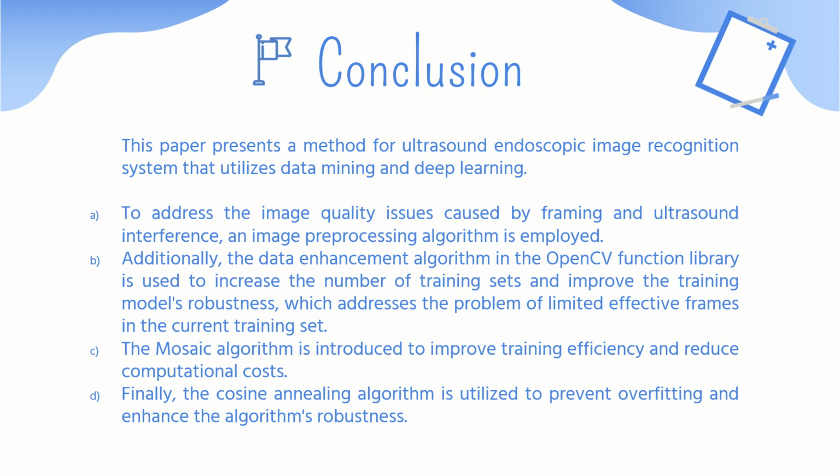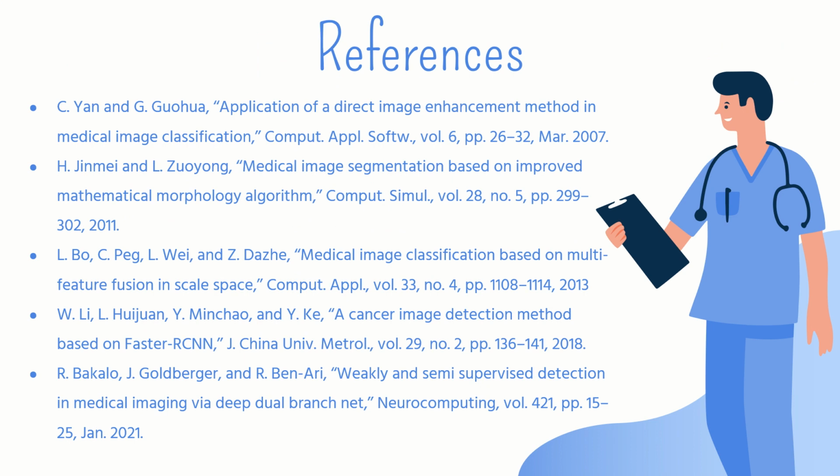So finally, we can say that this algorithm is effective, very helpful for identifying the organs in the endoscopic ultrasound images, and it can identify cancerous cells or any other parts which are present in the organs with high accuracy and precision. So these are some of the references which I mainly used.